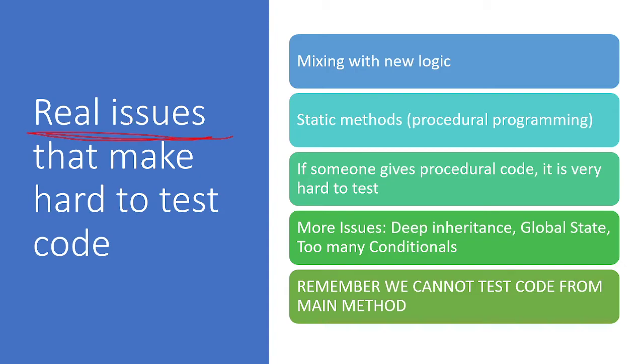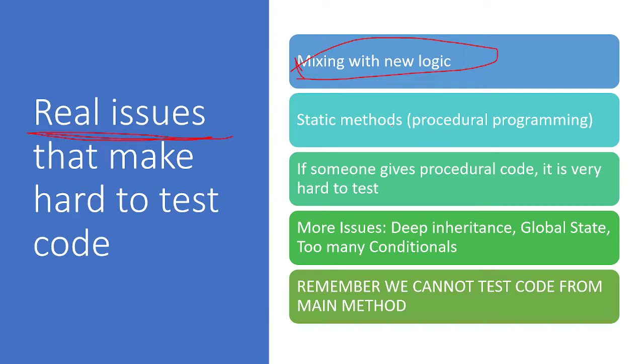The real issues that make hard to test code, number one is mixing logic. When we talk about mixing logic, we're talking about two different logics: business logic and the application logic of it. When you're combining those two logics together in your code, it means you have classes dependent on each other, and when we have too many of these classes dependent on each other, all from different sectors, it creates very unmanageable code.